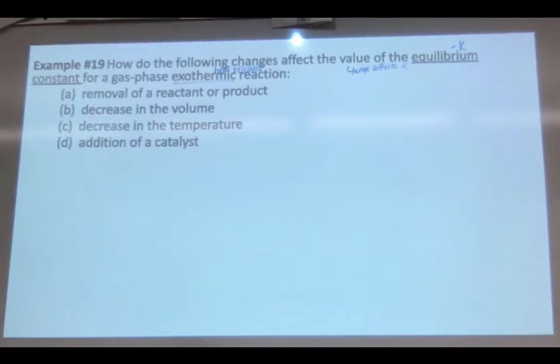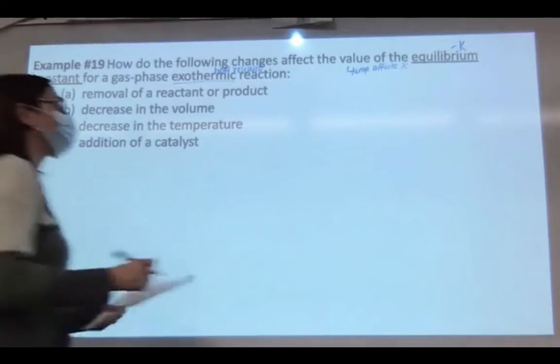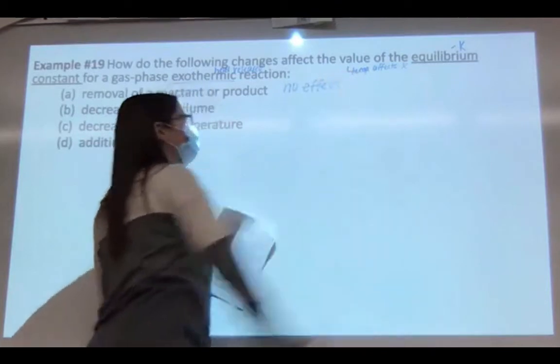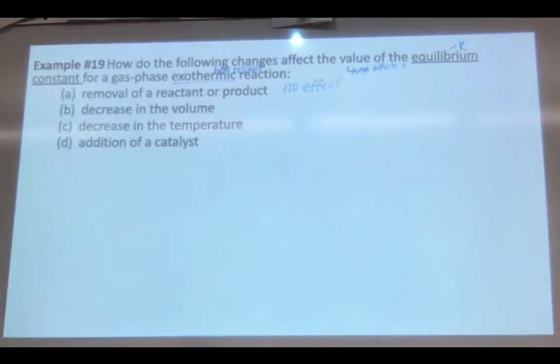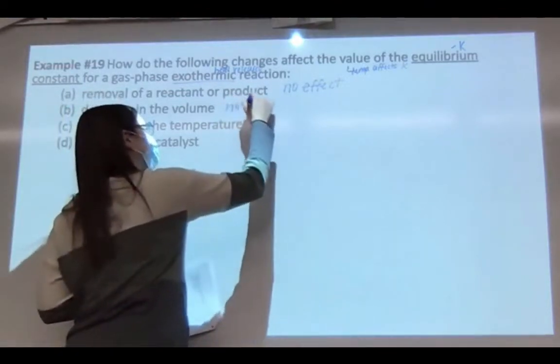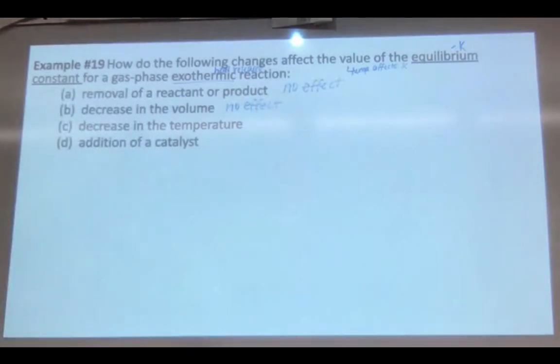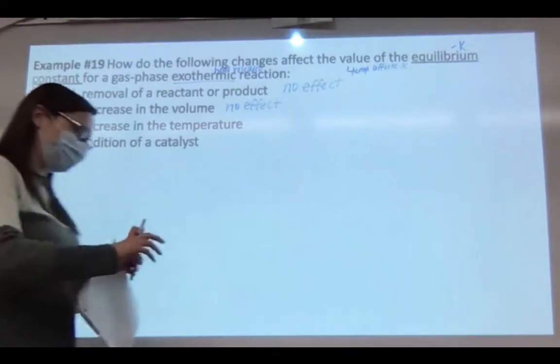So, for example, 19. A, you remove a reactant or a product. How does it affect K? It doesn't. You remove a reactant or a product, you're not changing K, you're changing Q. The only thing that affects K is temperature. So, part B, you decrease the volume. Again, no effect on K. You decrease the volume, you change Q. Now, temperature. This will affect K.